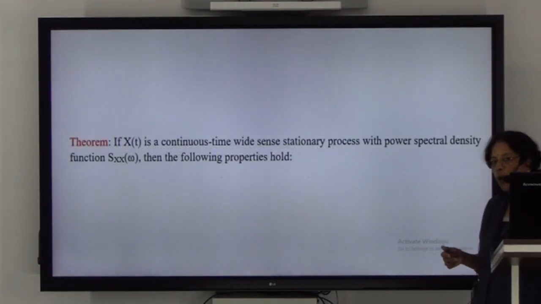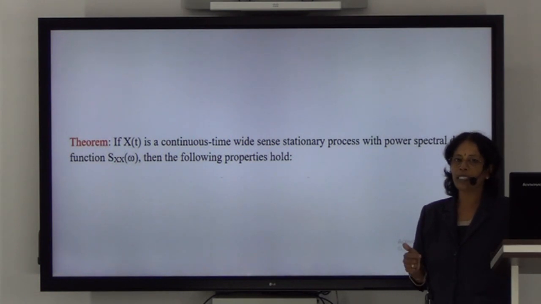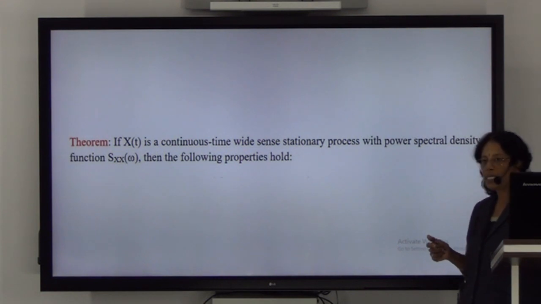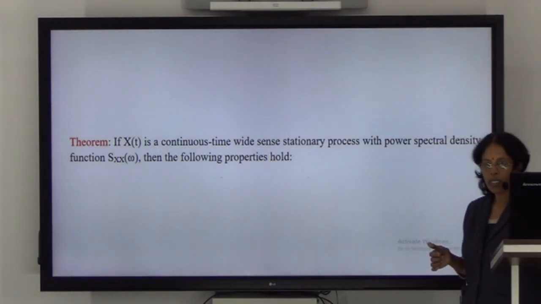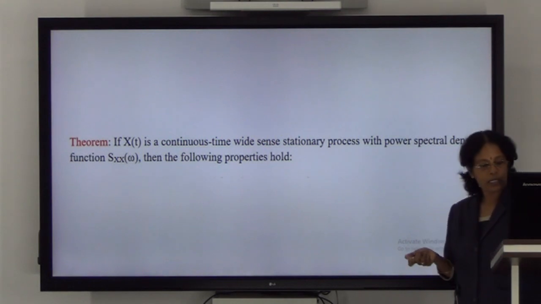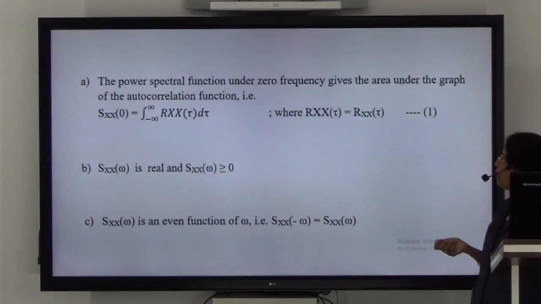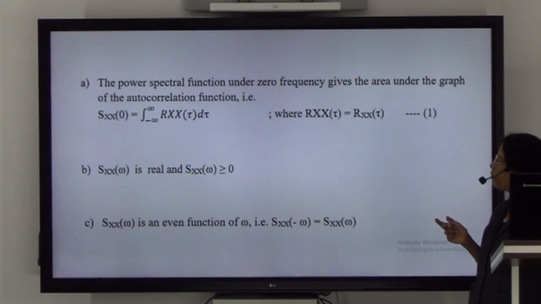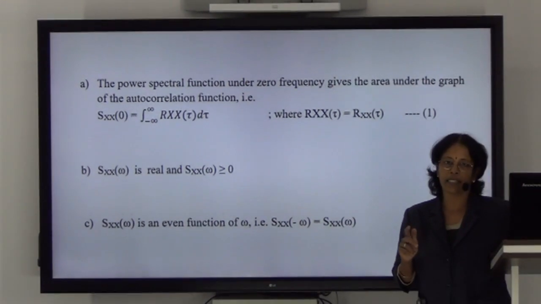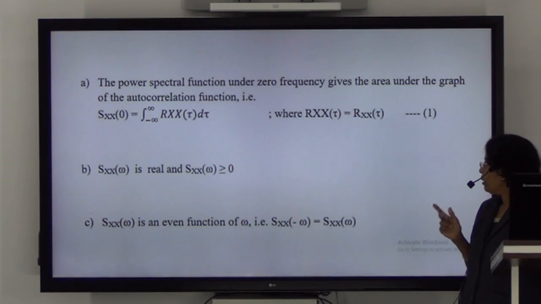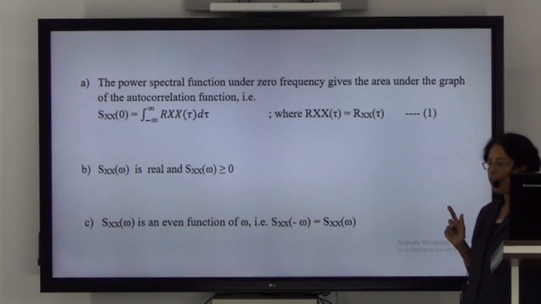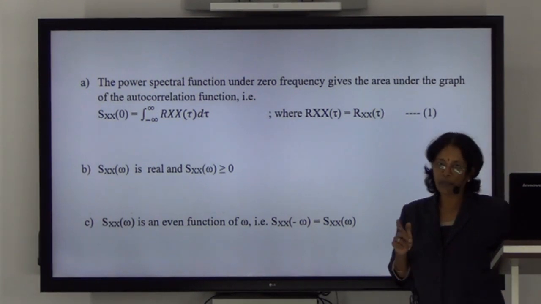Now we are going to discuss some properties of this power spectral density function. Consider the random process x of t, a continuous time WSS process. The first property: the power spectral density function at frequency 0 is nothing but the area under the graph of the autocorrelation function Rxx. The second property: the power spectral density function is real and greater than or equal to 0. It is an even function.